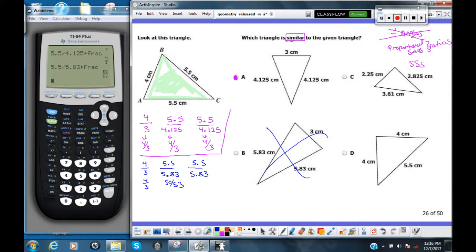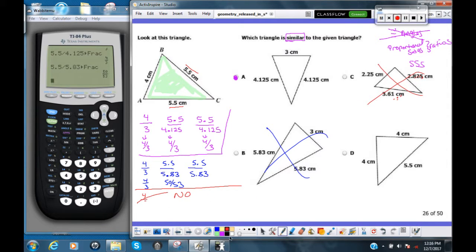Let's work the C in red. I know I'm going to do 4 over, oops, I'm sorry, it's not going to be 4 over 3. What's my least number here? If you notice, this is not an isosceles triangle. Since we know the green triangle is isosceles, we don't even have to work it. We know it's not going to work out. So C is no.